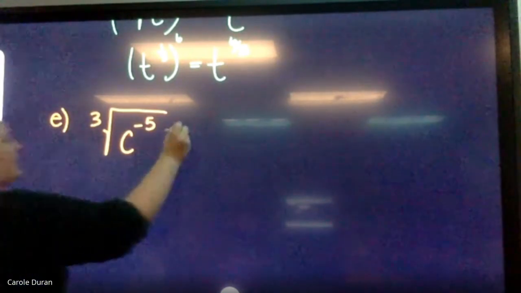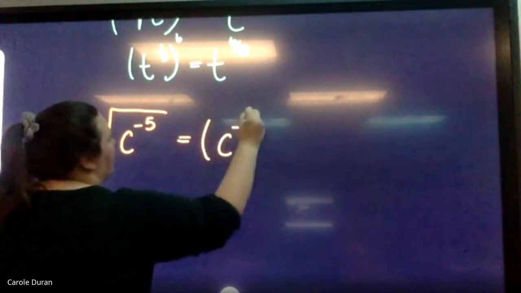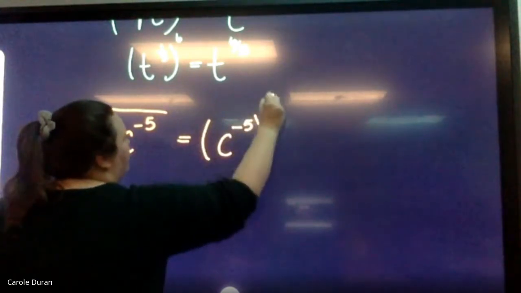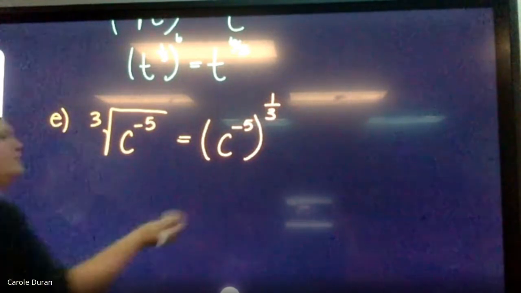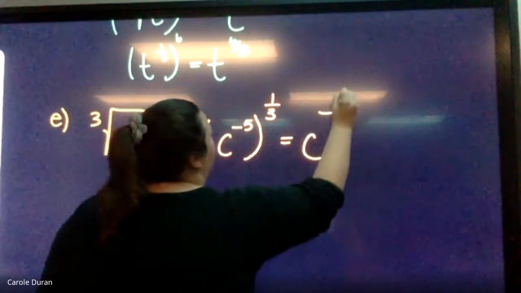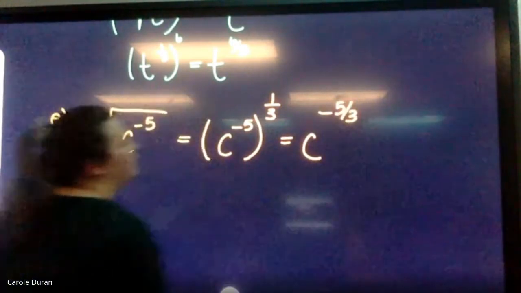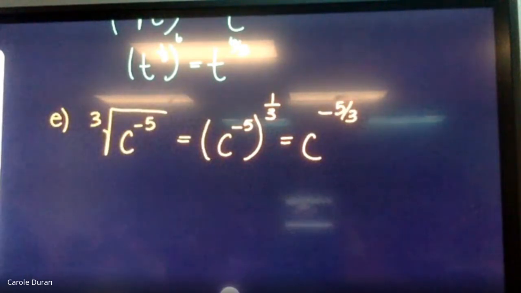Okay, so this one doesn't quite jump out at me like the other ones have, so I'm going to use my separation method on this one. So I'm going to say that this is equal to c to the negative 5 to the 1/3 power because that's a cube root. I know I can multiply exponents together. So this becomes c to the negative 5/3. But I can't leave it like that because it's never simplified if I have a negative exponent.